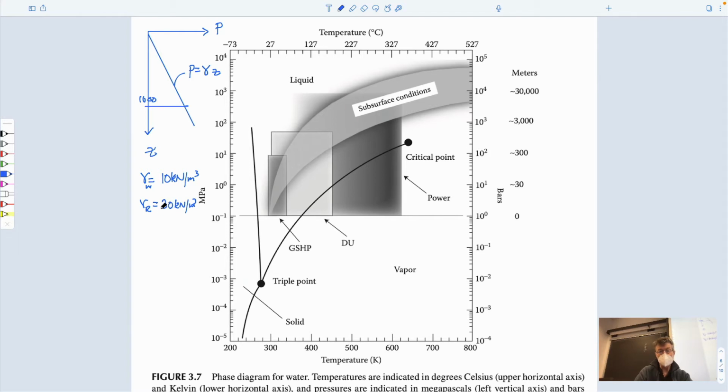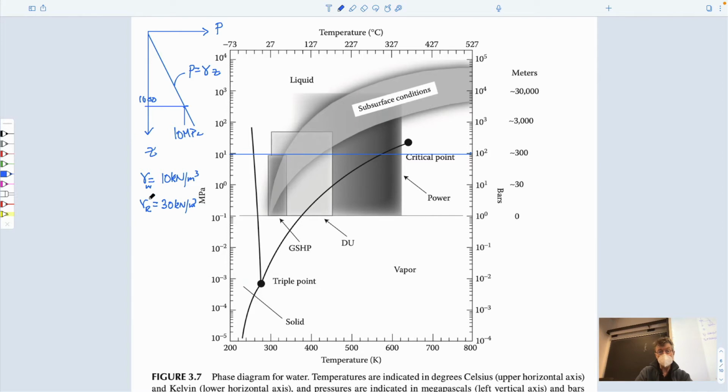And so perhaps it's easier to do it for water. So at 1 kilometer, it would be 10 MPa for water. This is MPa on here. So for water, 10 MPa, 10 to the 0 would be 1. This would be water, which would be 10 MPa.